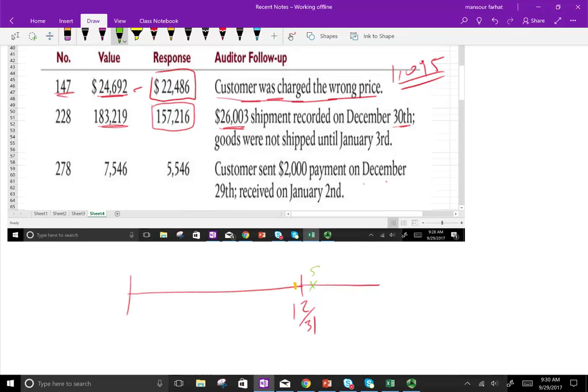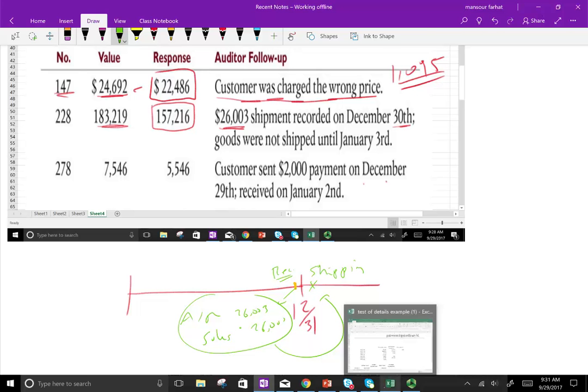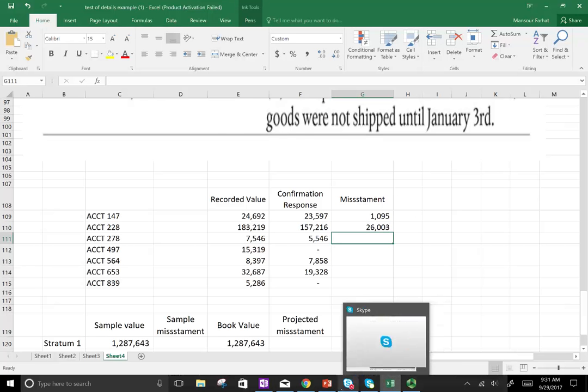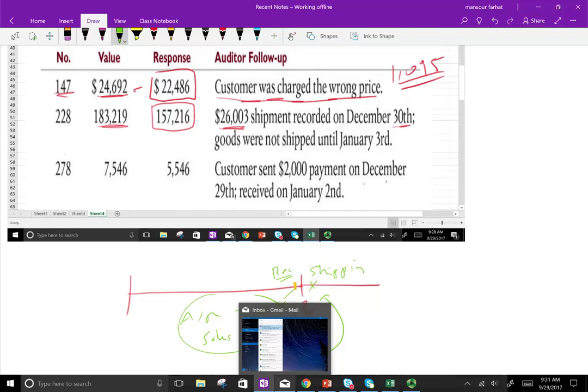So this is the shipping, and this is the recording. Well, we recorded the receivable before we did the shipment. So we debited accounts receivable and credited sales for 26,003, and this is supposed to take place when we do the shipment. What does that mean? It means our account is overstated by $26,003. Okay. Let's look at the other confirmation, 278.